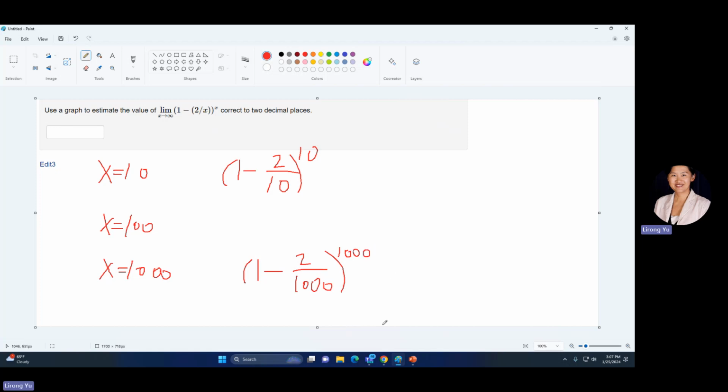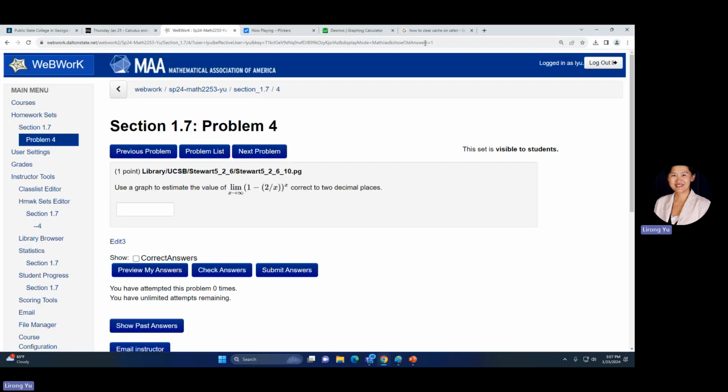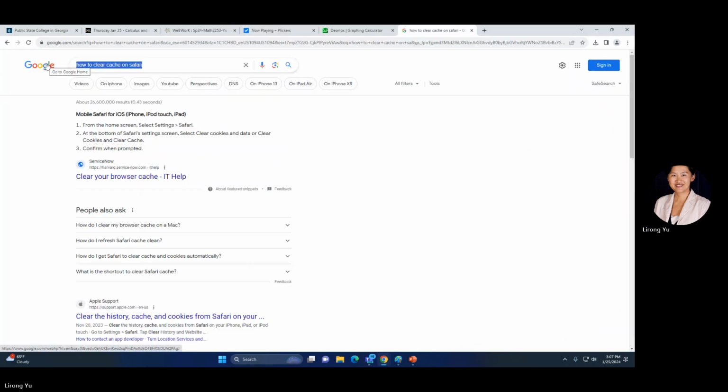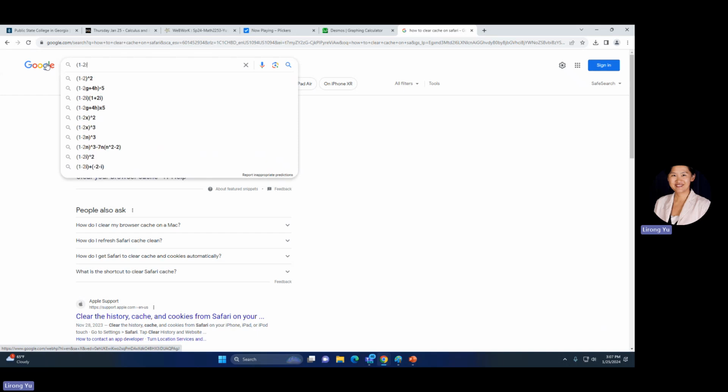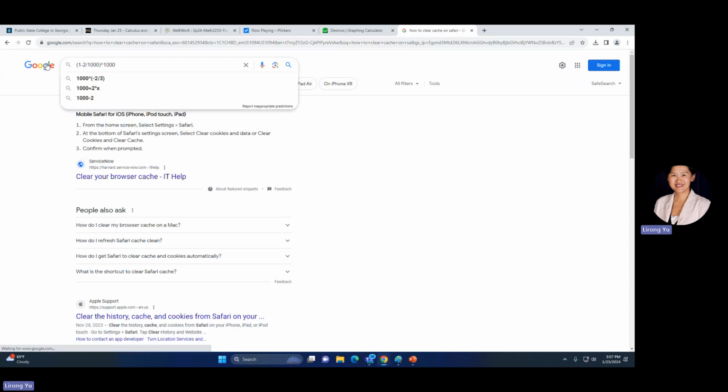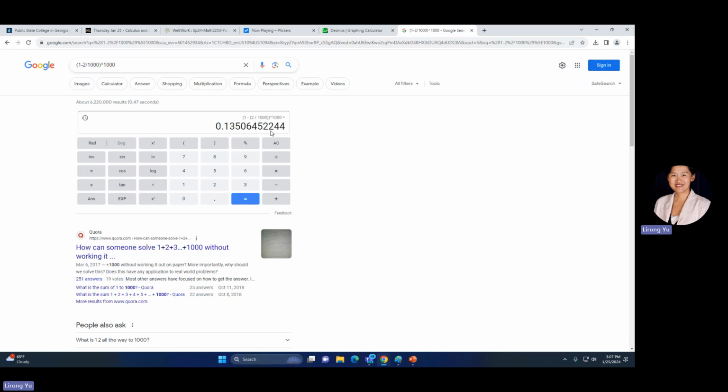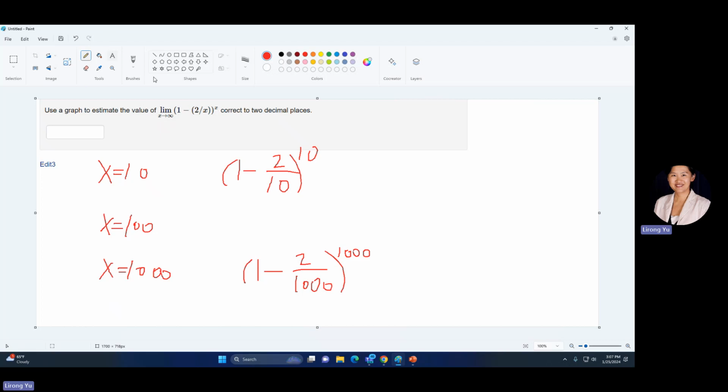Right, so let me grab a calculator to do the calculation. 1 minus 2 over 1,000, to the power of 1,000. So I have this. That's our first number. And then there's an accuracy requirement. So I'm going to try one more time with 2,000, just so that we can compare if we are accurate to the decimal places.